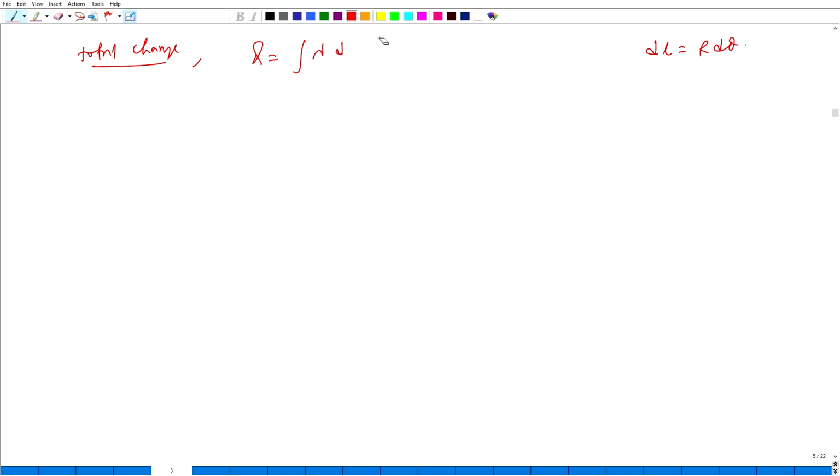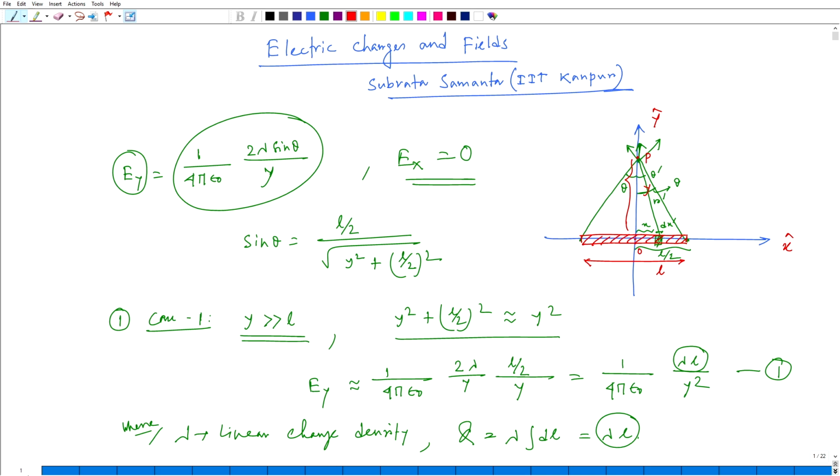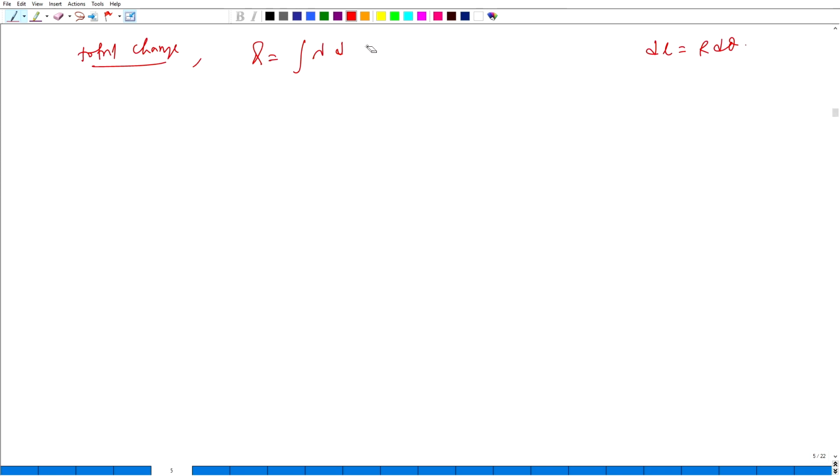This is not a dl, this one is dq, right. In the previous class we also saw this. So dq is lambda times dl. Then if you put dl, lambda is uniform so it is taken out of the integral, times r again constant taken out of the integral, d theta.